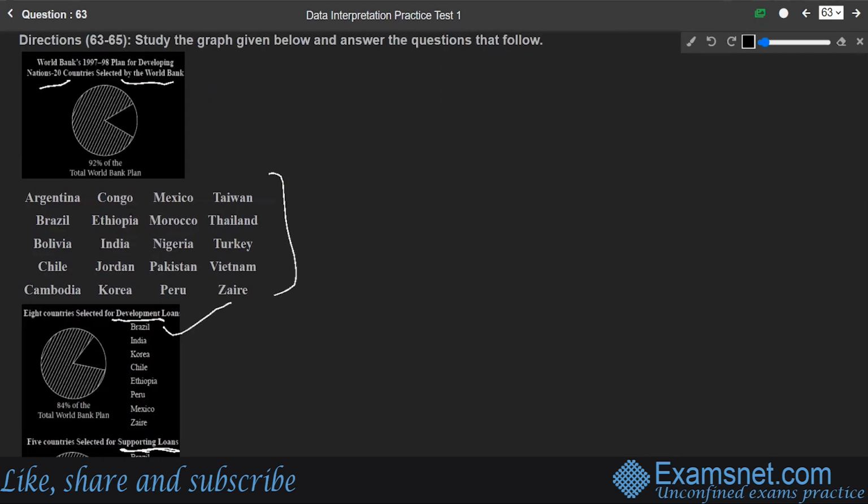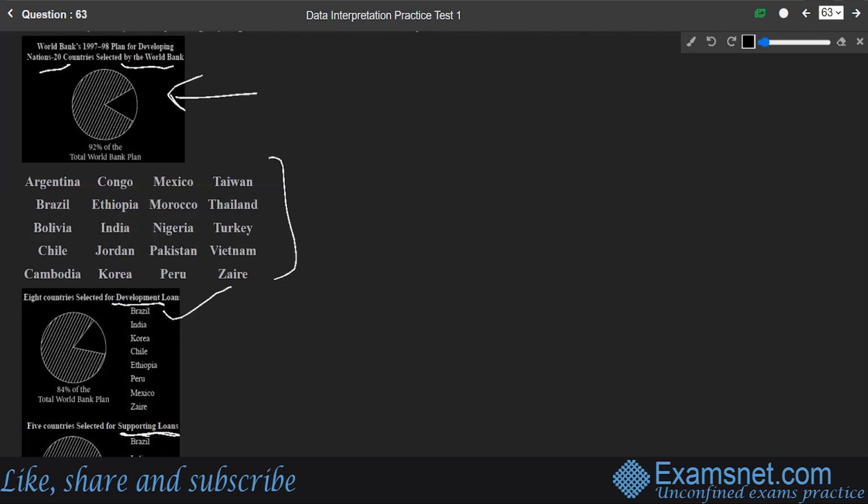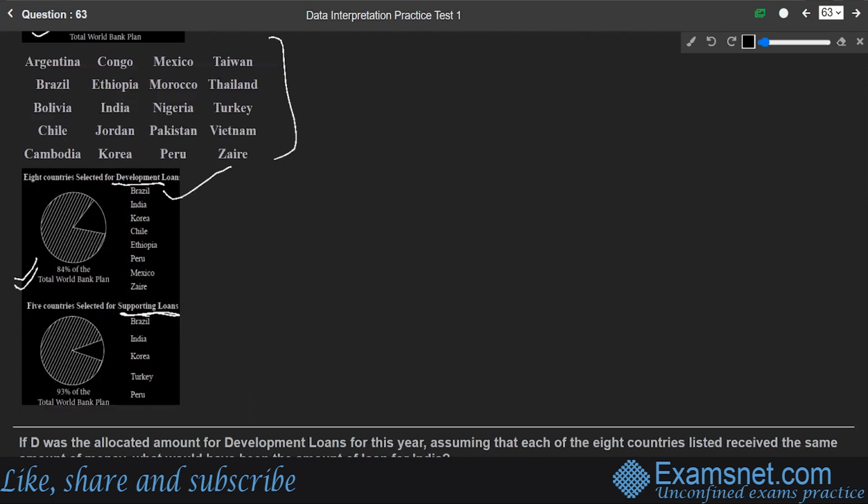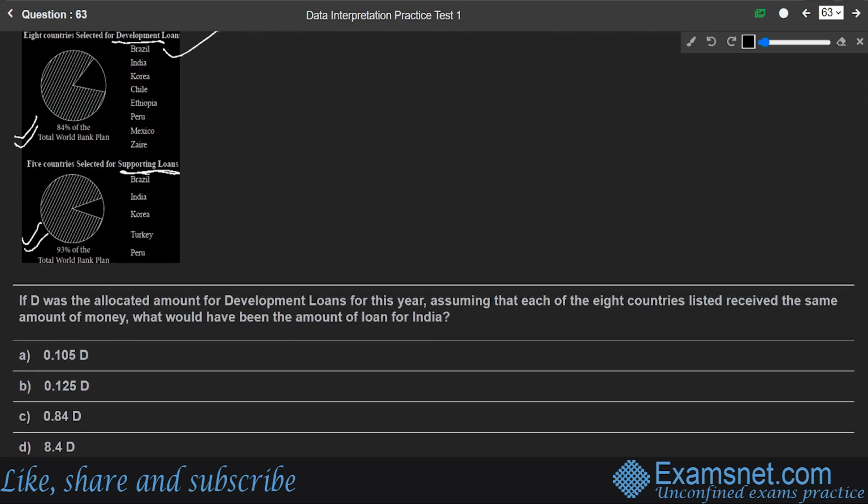And the plan is also given, not the complete plan is given. For the very first data, only 92% of the plan is given, so 8% is hidden. For the second data, only 84% distribution has been given, and for the third data, only 93% has been given, not the complete one. So this is the pie chart given to us. Let us go for the question. He's saying, if D was the allocated amount for development loan for this year. So development loans are these ones. Okay, so the total amount he says is D. Assuming that each of the 8 countries listed receives the same amount of money, so out of D, each one will be receiving the same amount. What would have been the amount of loan for India?